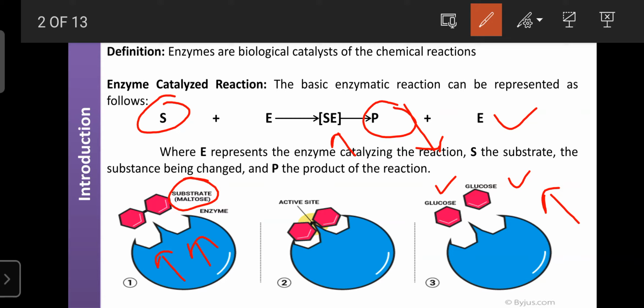The pH of the environment also affects the enzyme activity. A particular enzyme is active only at a particular pH. If the pH increases or decreases, then that enzyme becomes inactive. Like that, various factors affect the enzyme activity. Now we can study them one by one.